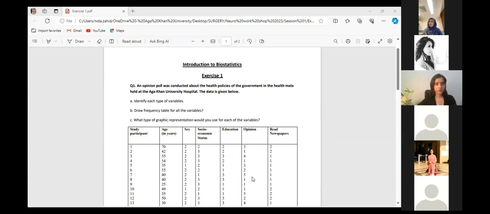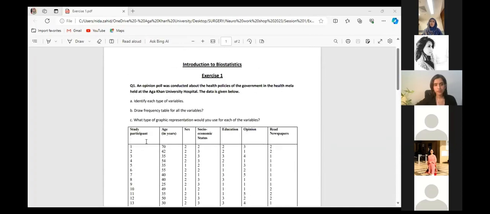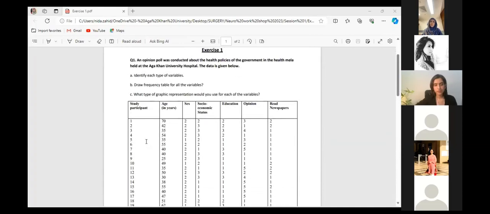So these are the variables that are there: age, gender, socioeconomic status, education. Then the details are given over here about it: opinion scale, and then read newspaper or not, right? So these are the categories that are mentioned. These are the codes that are mentioned. And this is how the codes have been entered in the SPSS software, right? So the first question is, can any one of you tell me age? What type of variable is it?